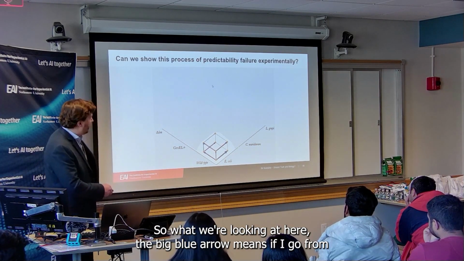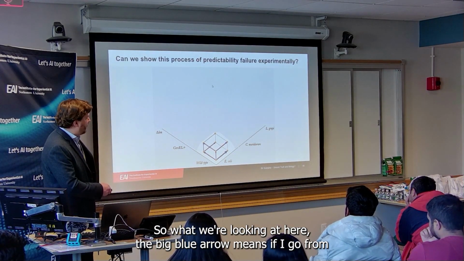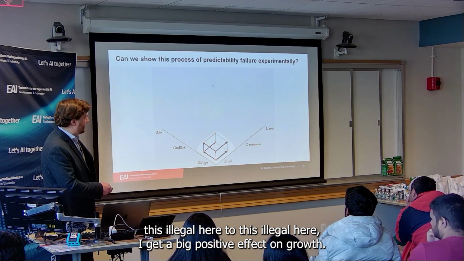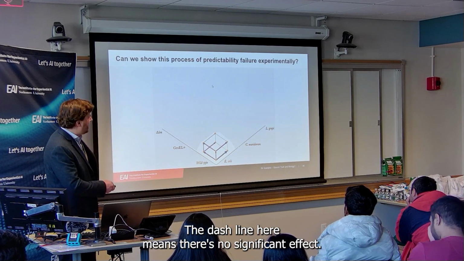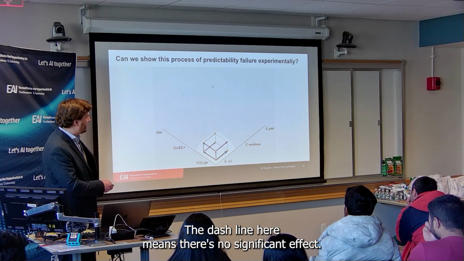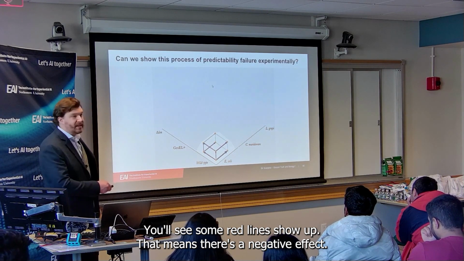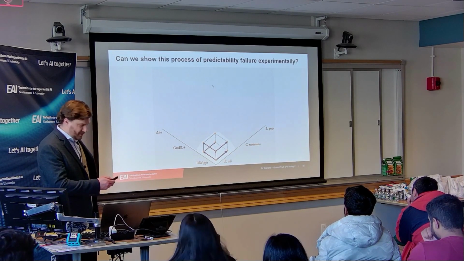So what we're looking at here, the big blue arrow means if I go from this allele here to this allele here, I get a big positive effect on growth. So that's good for the bacteria, that's bad for us. The dashed line here means there's no significant effect. You'll see some red lines show up, that means there's a negative effect.